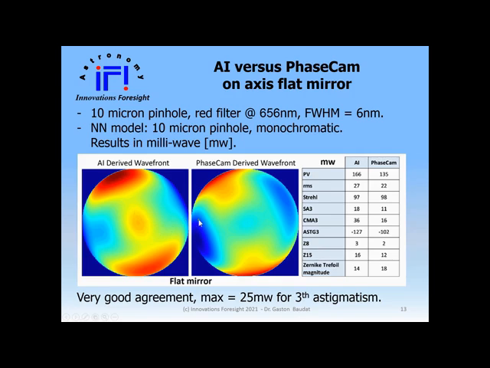It looks pretty much the same. Remember, we may have some difference between the two because it's very hard to align everything exactly the same, and there is a small difference in wavelengths. On the right, you have a table with the level of milliwave error found by the AI solution for this bench and from the PhaseCam. In that case, we have a flat mirror with no aberration. We have just the achromat, which is supposed to be close to perfect. We are in very good agreement. The maximum difference is 25 milliwaves for the third order astigmatism.